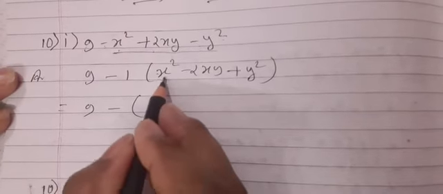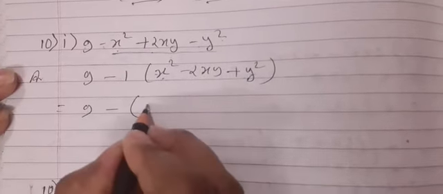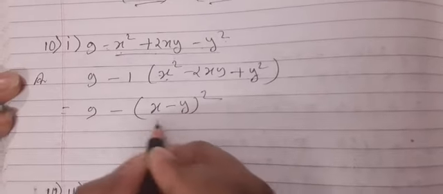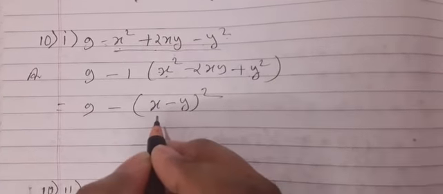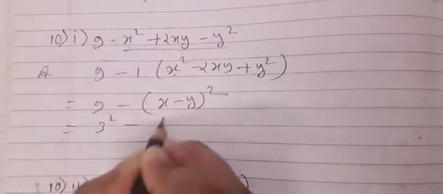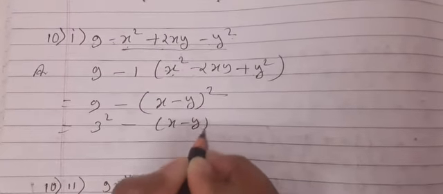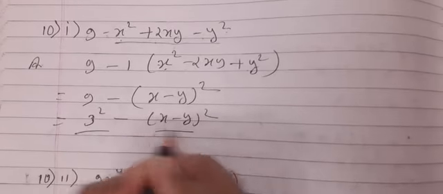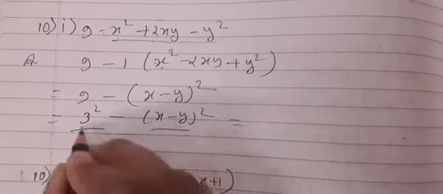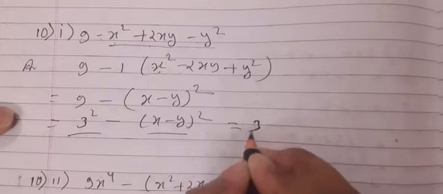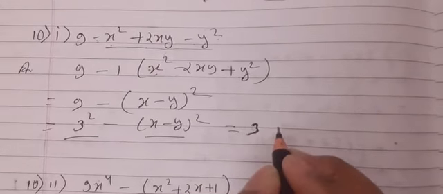Now x square plus y square minus 2xy means this is the square of x minus y. So it is 9 minus (x - y) whole square. Now you can see that 9 is the square of 3, and here is (x - y) square. So we have two terms, a square minus b square. What will we write? This plus this and this minus this. Now we are utilizing the formula of a square minus b square.